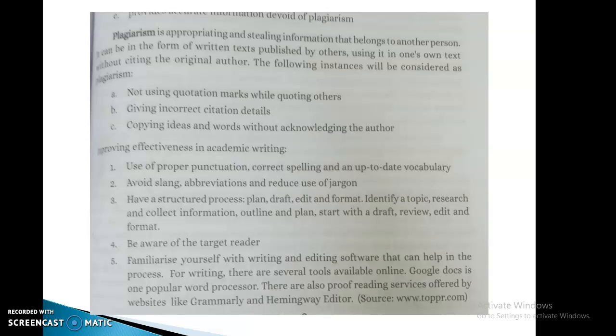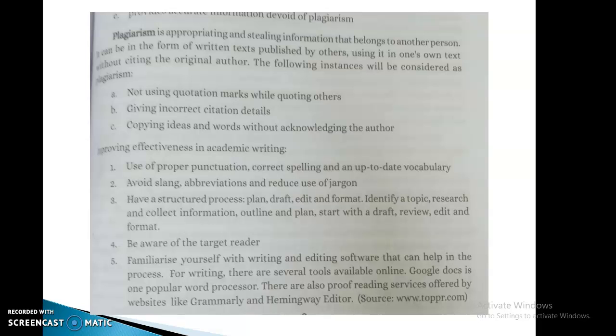It can be in the form of written text published by others, using it in one's own text without citing the original author. So if we take the idea of another author and use it as our own without citing the original author, it is plagiarism.